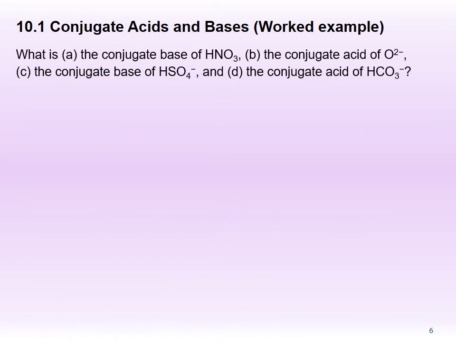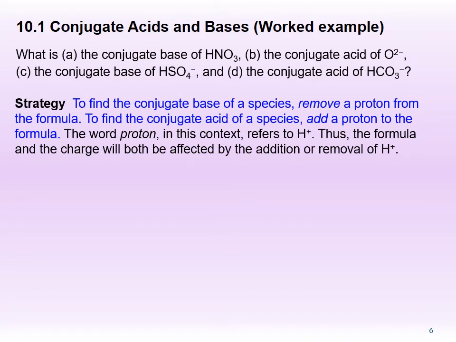Here are some examples. What is the conjugate base of HNO3, the conjugate acid of O2-, the conjugate base of HSO4-, and the conjugate acid of HCO3-? To find the conjugate base of a species, remove a proton from the formula. To find the conjugate acid of a species, add a proton to the formula. The word proton in this context refers to H+. Hence, apart from removing or adding H in the formula, take care to change the charge of the formula.